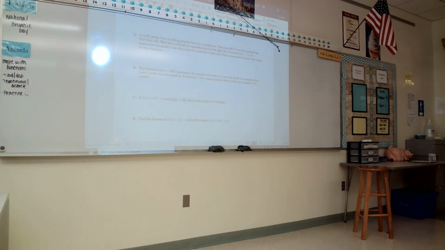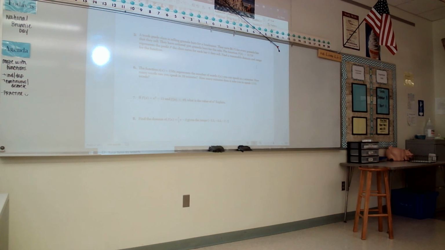So number 5. We just read through it. Okay, a 10th grade class is selling granola bars. Ooh, delicious, for a fundraiser. They earn 75 cents for each bar that they sell. They have ordered 300 granola bars for the sale, and they have a nice little, we call that a function rule. It's like a little equation, but it's a function. And the function P of B, so that's how we say that, equals 0.75B. Okay, so P represents profit, and B represents bars they sell. Find a reasonable domain and range for the function.